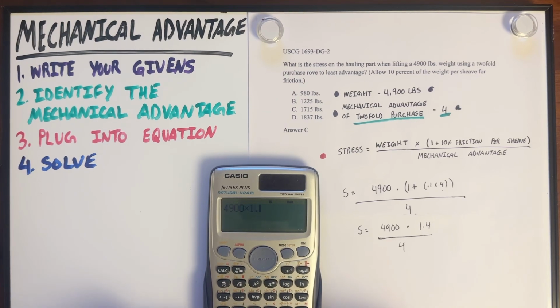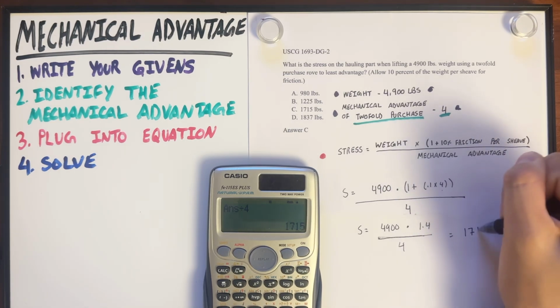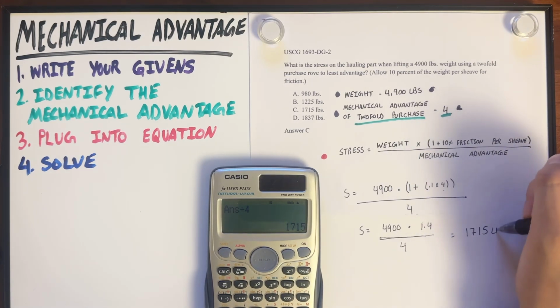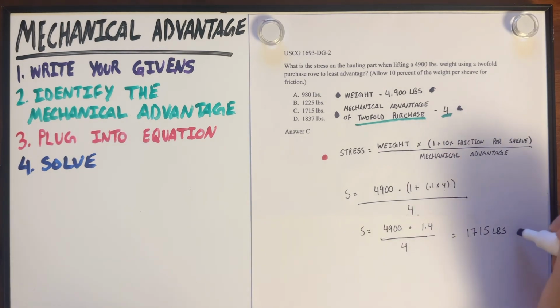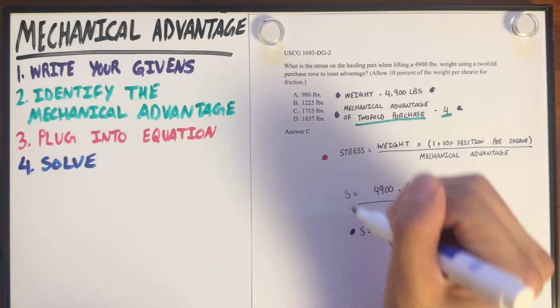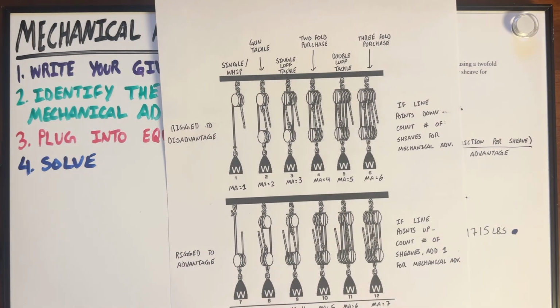4,900 times 1.4 divided by 4 gives us a weight of 1,715 pounds. Step 4 is to solve, which we've just done. The answer is C. So this chart is very important. This question was emailed in.